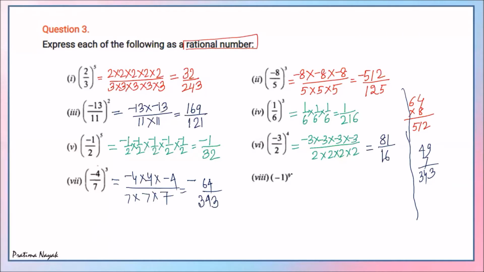343. And the last one, minus 1 to the power 9. 9 times negative. Negative 1 to the power of any number of times is 1 in magnitude. So this is the answer.